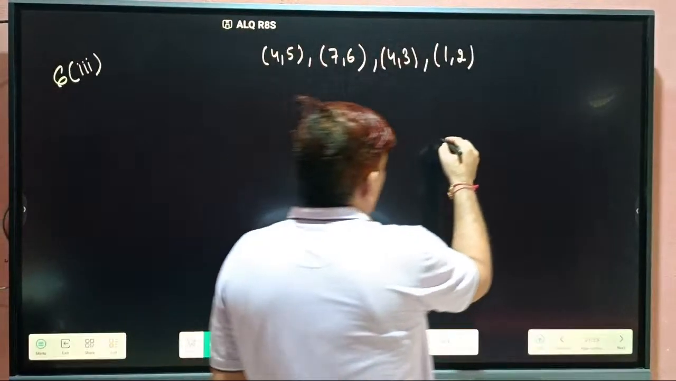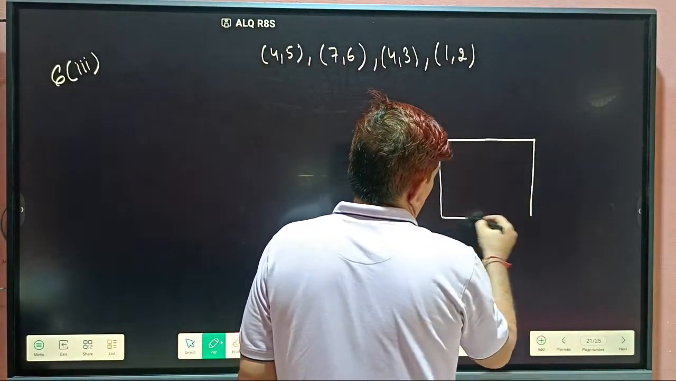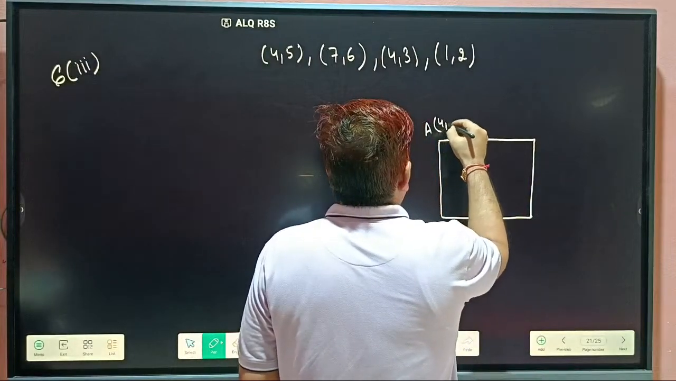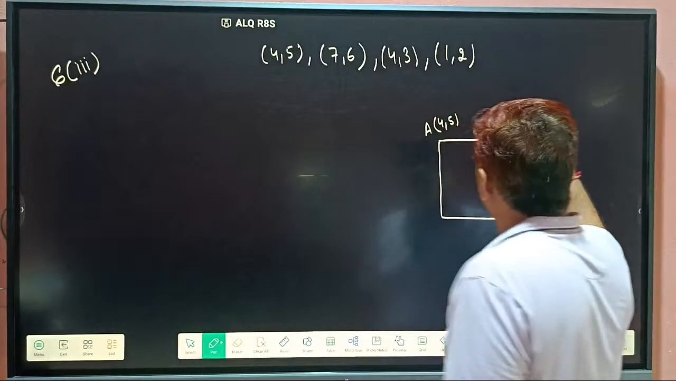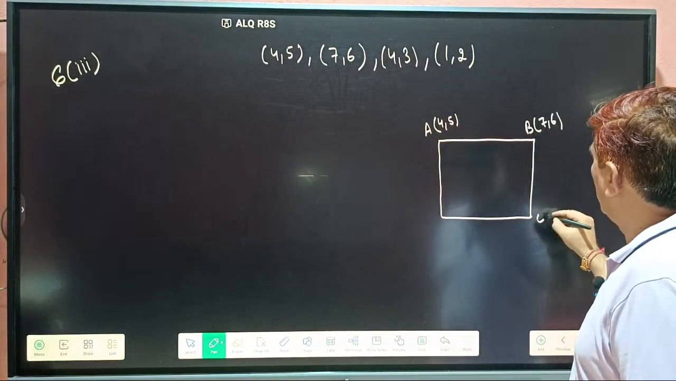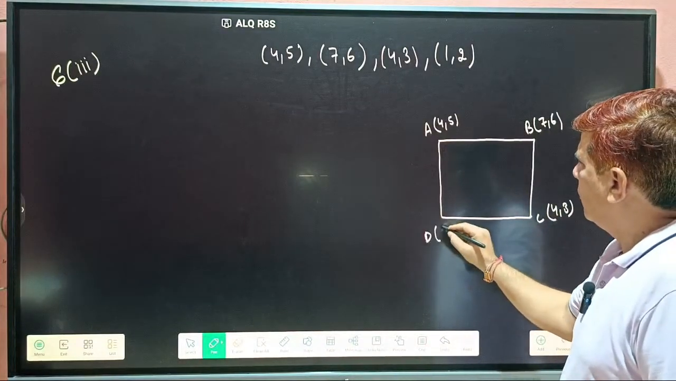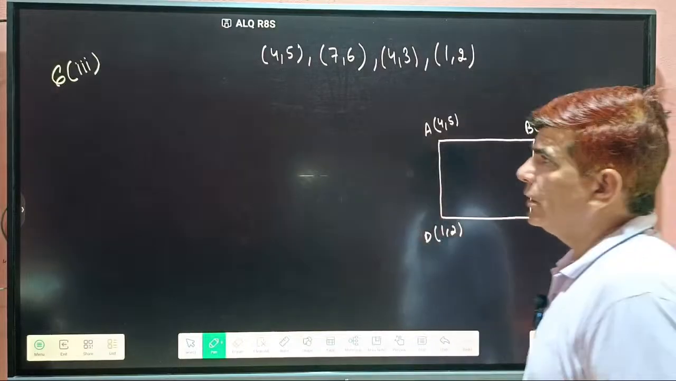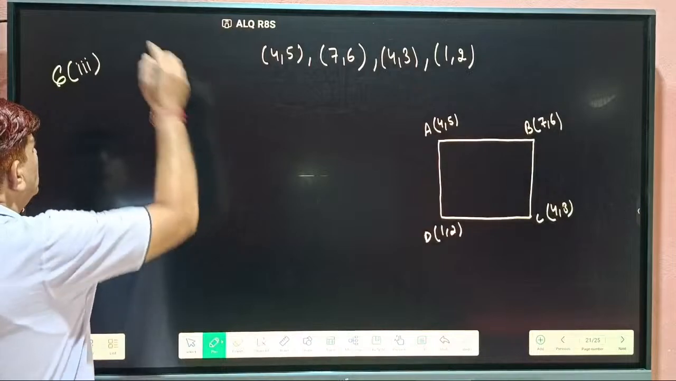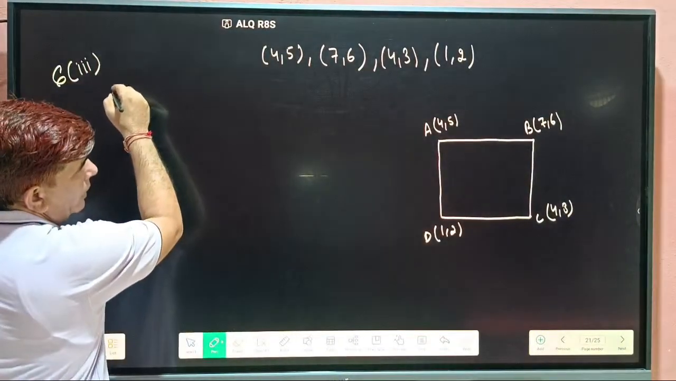Again we can make a figure like this. A point whose coordinates are 4 and 5, B 7, 6, C 4, 3, D 1 and 2. So again we will check. The procedure remains the same. What procedure? By using the distance formula. So first, what can we find out?